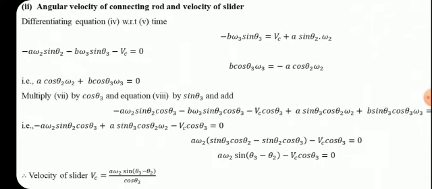Omega 3 sin theta 3 minus a omega 2, then b cos theta 3 omega 3 minus a cos theta 3. Therefore a cos theta 2 omega 2 plus b cos theta 3 omega 3 is equal to 0. Multiply equation 6th by cos theta 3 and equation 7th by sin theta 3.